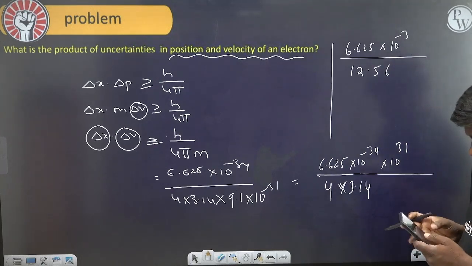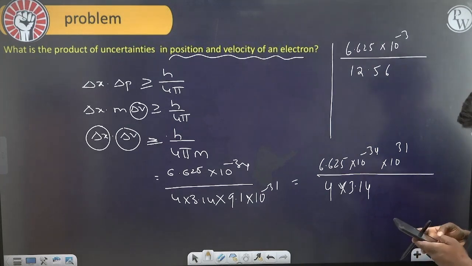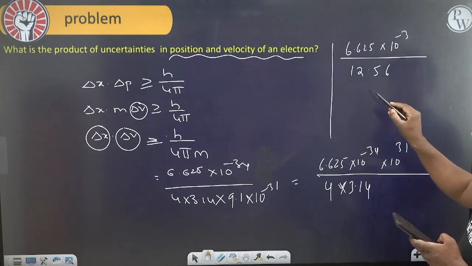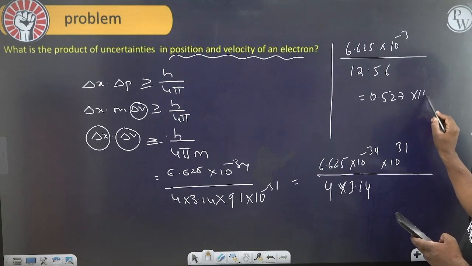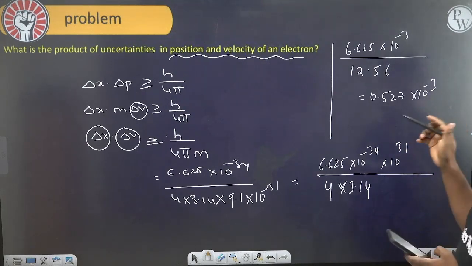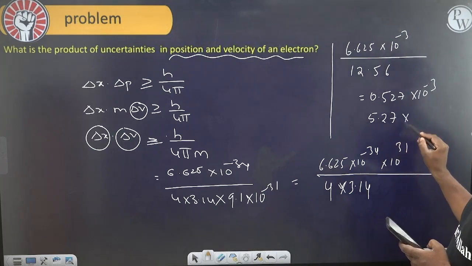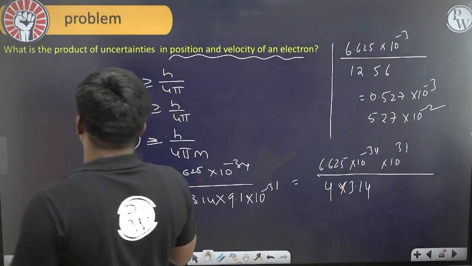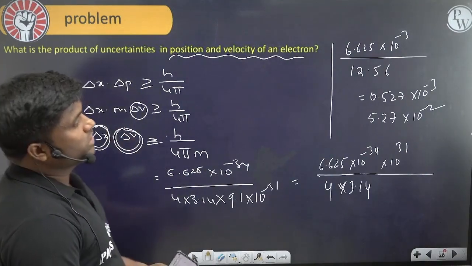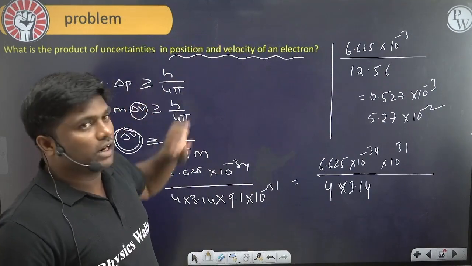So 6.625 divided by 12.56 is 0.527 into 10 to the power minus 3. That is nothing but 5.27 into 10 to the power minus 2. This is the uncertainty in the position and velocity, the product of uncertainty in the position and velocity of the electron.